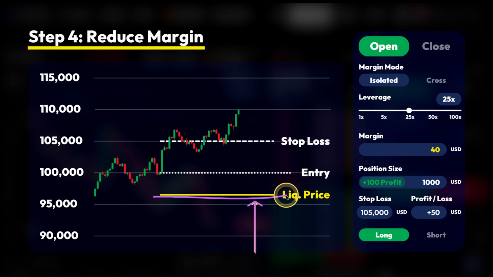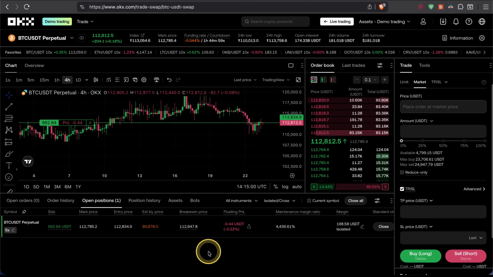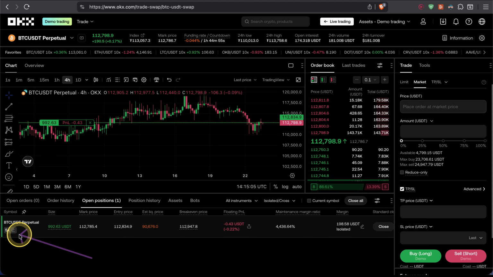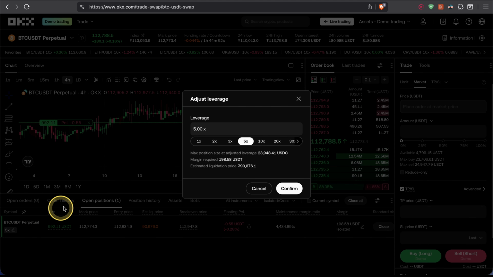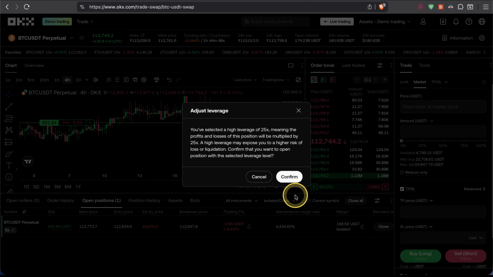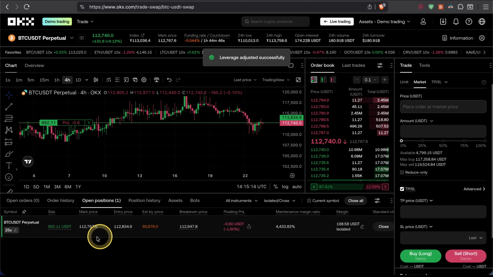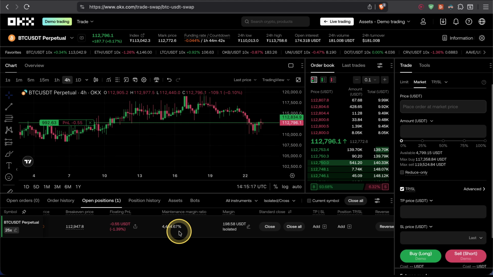But in this case, it doesn't concern us because we've secured ourselves with a stop loss in profit anyways. To increase the leverage of an opened trade on OKX, simply go down here to your open trade, click on this pen next to the leverage, and now we can increase the leverage to a 25x leverage. Click on confirm. Confirm again, and it's now increased, and now we can decrease our margin right here.